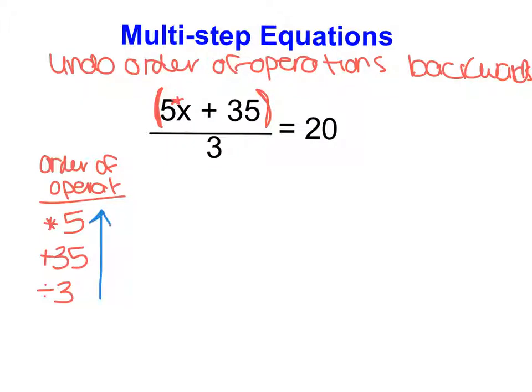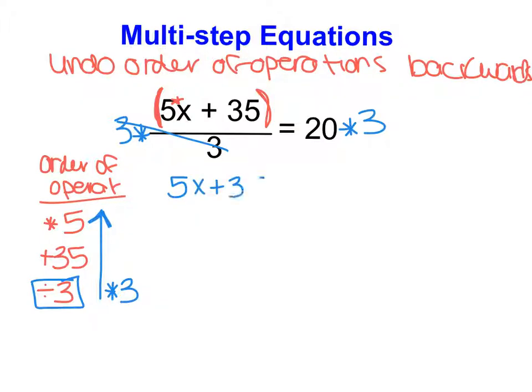And remember, I'm going to now undo these operations in reverse in order to get the x value completely by itself. So I start here by dividing by 3, and the way to undo a division of 3 is to multiply both sides by 3. As we do that, we undo that division, and we're left with 5x plus 35 on the left-hand side is equal to 60 on the right-hand side.